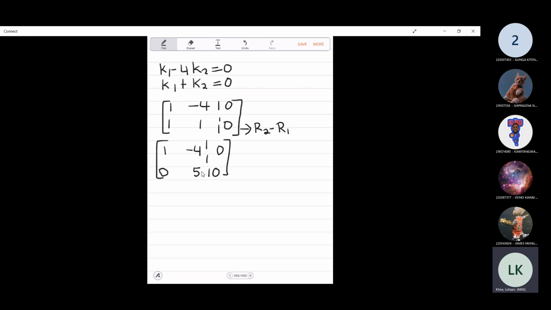Then if we look at this, you can see we have 5k2 is equal to 0. This will mean that k2 is 0. So we have 5k2 is 0, or we can just divide this by 5. But from here we can clearly see that 5k2 is 0. This means that k2 is 0.